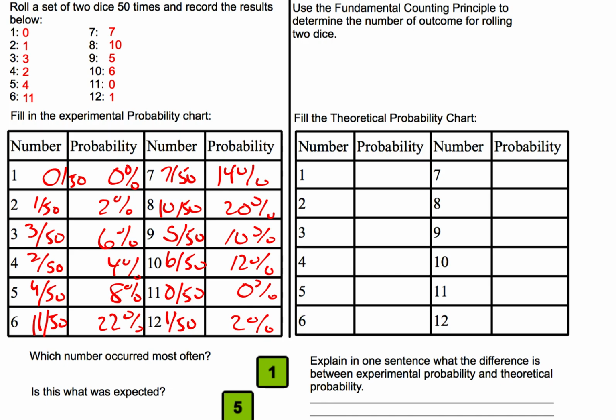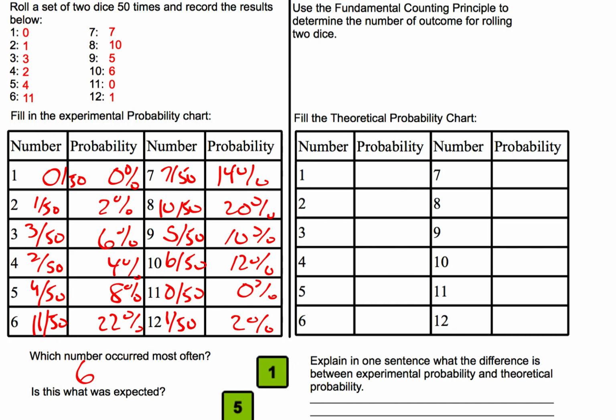Okay, which number occurred most often? We got 6. That's what is expected. Now, if you know anything about rolling 2 dice at the same time, what is expected to happen the most often is 7. 7 can happen several ways. You can get a 1 and a 6, a 2 and a 5, a 3 and a 4, or with those backwards, a 4 and a 3, a 5 and a 2, and a 6 and a 1. So there's several ways you can get 7.